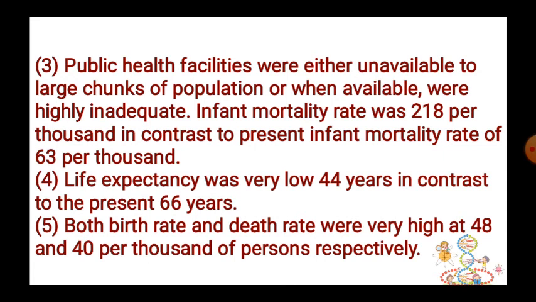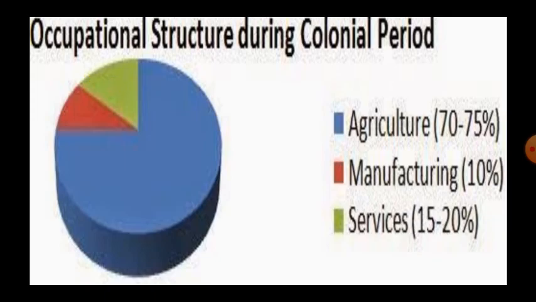Public health facilities were either unavailable to large chunks of the population or, when available, were highly inadequate. Infant mortality rate or IMR was 218 per thousand in contrast to the present infant mortality rate of 63 per thousand. Next, life expectancy. It was very low, 44 years in contrast to the present 66 years. Last one, both birth rate and death rate were very high at 48 and 40 per thousand persons respectively. Next, occupational structure during the British rule.